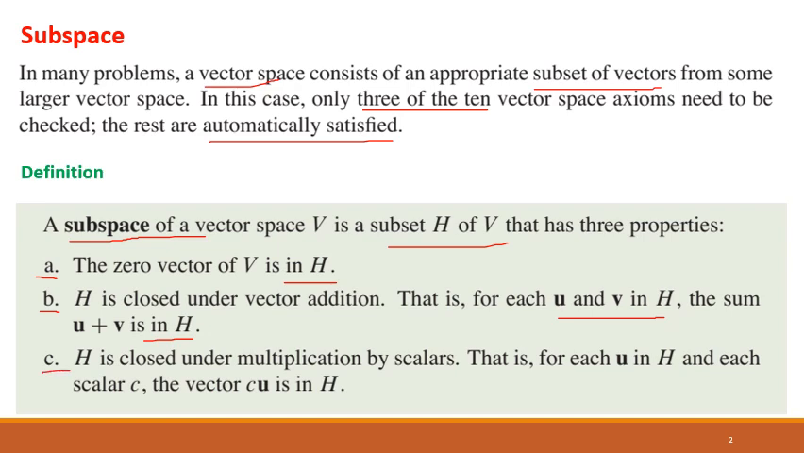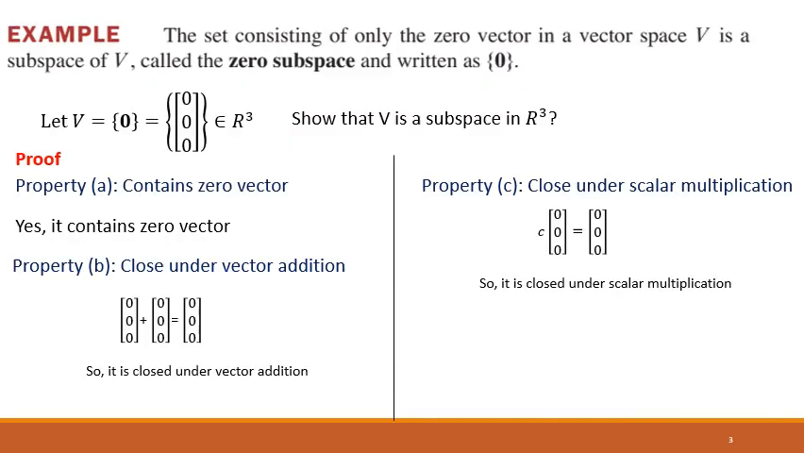Property C, which is actually axiom 6 of the vector space axioms: H is closed under multiplication by scalars, that is, for each vector u in H and each scalar c, the resultant vector cu is also in H. Example: the set consisting of only the zero vector in a vector space V is a subspace of V, also known as the zero subspace and written like this.